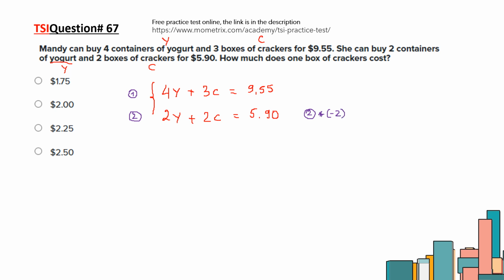So what do we have? We'll have 2 here multiplied by -2, on both sides. On the left hand side, -2 times 2y is -4y. Then we have -2 times 2c, which is -4c. That equals -2 times 5.9.